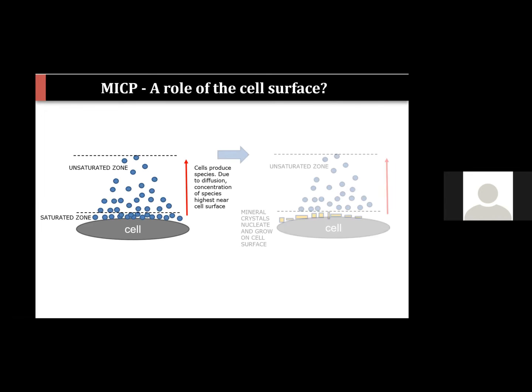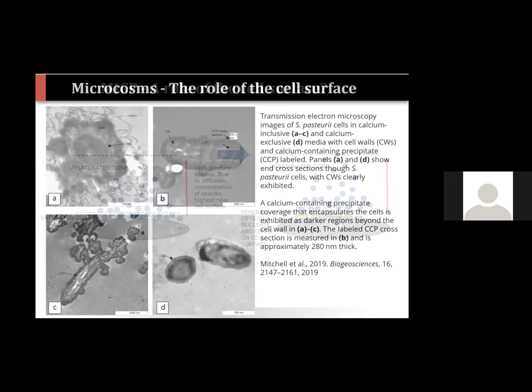And that would therefore suggest that we end up with essentially a gradient moving away from the cell surface, where we have a saturated zone right close to the cell surface relative to an unsaturated zone further away. So we would expect greater saturation near the cell surface and thus precipitation actually on the cell surface itself. Now, we've done work on this, and we can show that this is the case.